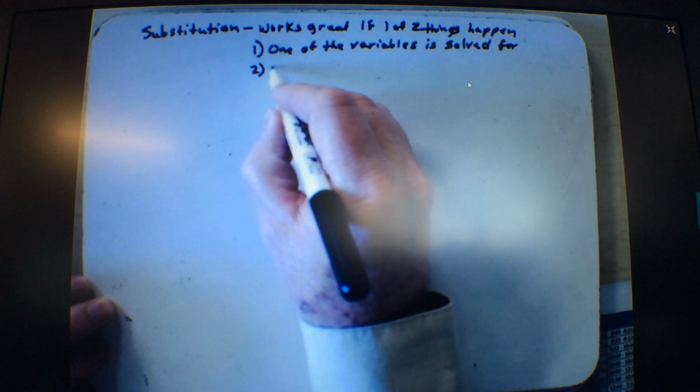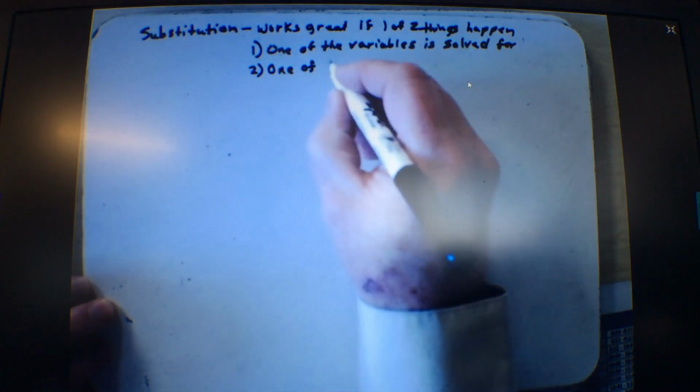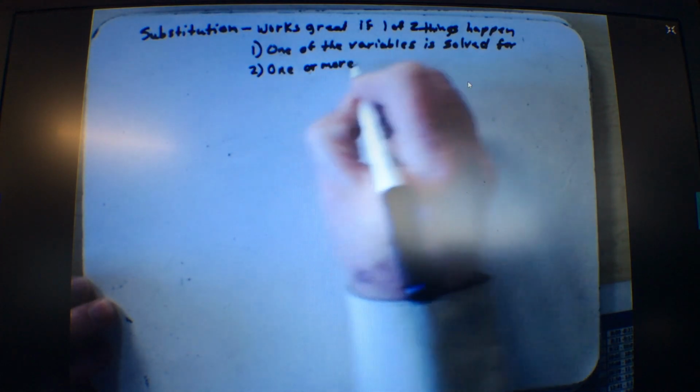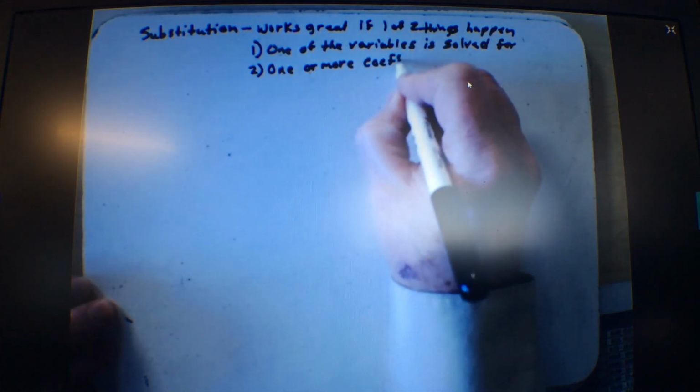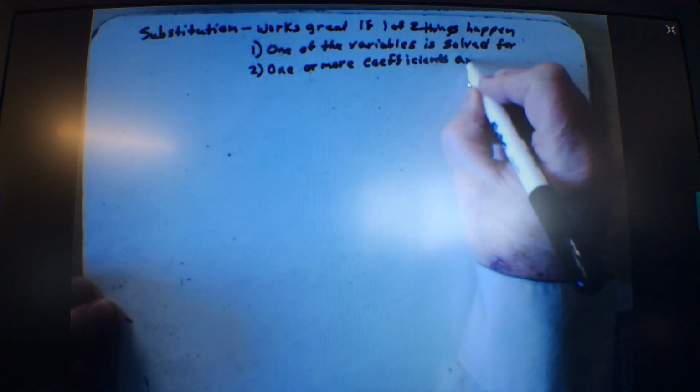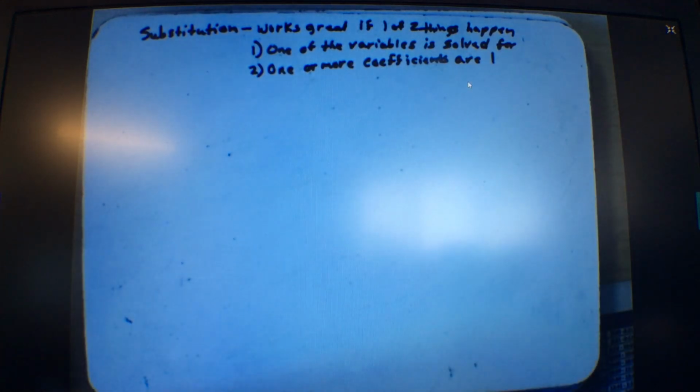So substitution works great if one of two things happens. Number one is one of the variables is solved for. Number two, one or more coefficients are 1, the number 1. Here's a word, coefficients, and I might have to remind you what that is. Substitution works great for this. So Tatum, if I'm doing problems, I'm going to look and see if this is the case. You understand what I'm saying? Now let me give you an example so you know. Jackson, do you have any questions so far?